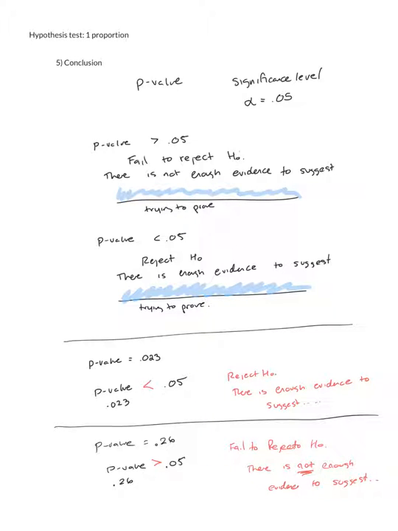So once again, fifth step, the conclusion, might be the simplest step we have. All we do is we compare our p-value to our significance level, which most of the time is going to be alpha equals 0.05. If our p-value is bigger than 0.05, we'll fail to reject. There's not enough evidence. The probability is too high that this would just randomly happen anyway. If our p-value is less than 0.05, though, we reject H0. We say, okay, the probability is really, really small that this would happen. Therefore, we could say there's enough evidence to suggest whatever we're trying to prove.